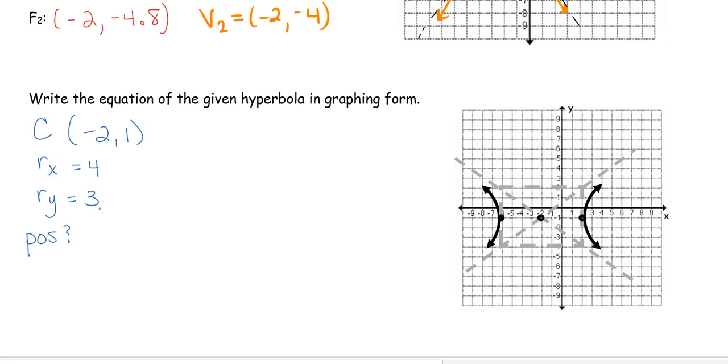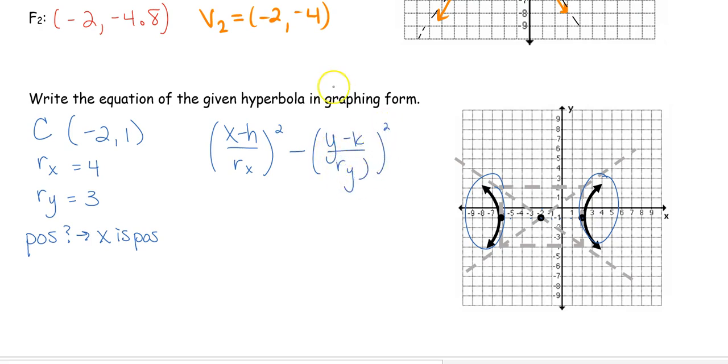Now, which one is positive? The vertices always go on the positive axis. So since I see my graph, my branches of my hyperbola going in the x direction, that means that the x is going to be positive, which means we're going to have (x minus h) over r of x, quantity squared, minus (y minus k) over r of y, quantity squared, equals +1. So again, because the branches are in the x direction, the x is positive, which is going to make the y negative.